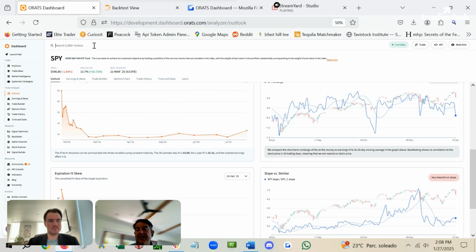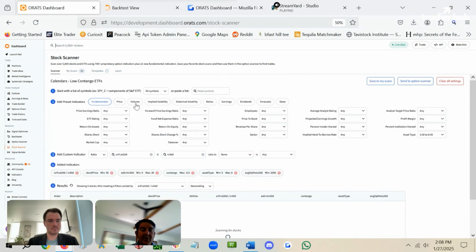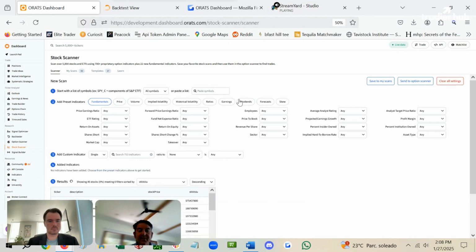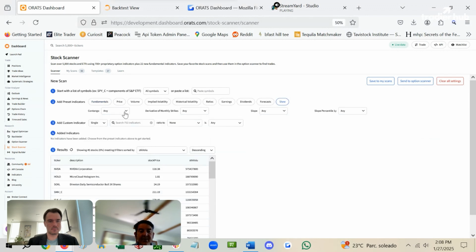It might be hard right now with everything in the market. The front months are up. We'd have to probably, I mean, we could scan for it, right? That's true. Yeah, you go to a stock scanner, and we can look for it. So this is negative Contango. So I will clear the settings, and I will look for skew, and in skew is Contango. So we want some high Contango.